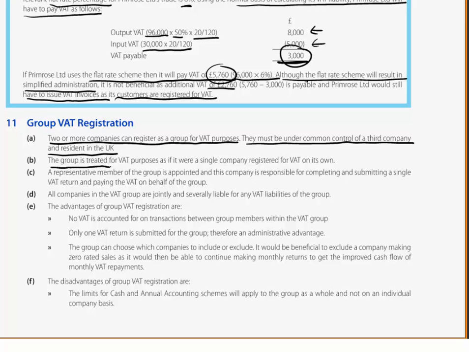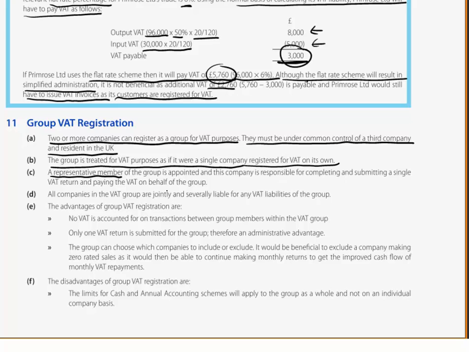The implications. The group will be treated for VAT purposes as if it were a single company registered for VAT on its own. Now clearly there has to be now a group VAT return that is submitted, and it's submitted by the so-called representative member of the group. Now again, the group can appoint whichever of the group companies. It doesn't have to be the parent company here.